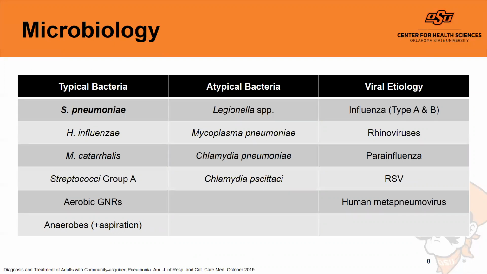So starting with the typical bacterial pathogens, as shown here on the left column, the most common bacterial etiology is strep pneumo, followed by H. flu, and then Moraxella catarrhalis, and then other species that are listed below. CAP can also derive from some atypical bacterial species, such as Legionella, Mycoplasma, and Chlamydia species. And then finally, on the right, you can see that there are various viral pathogens that are identified very commonly in the etiology of CAP.